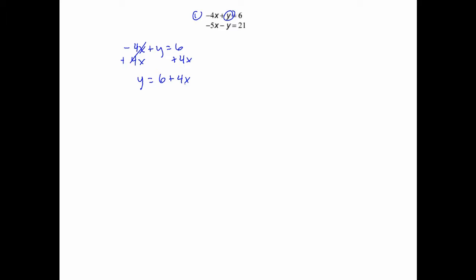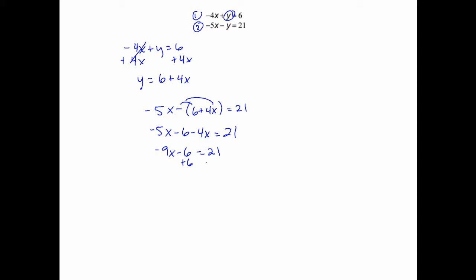Now remember, go back and plug it in. We're going to plug it into our second equation. So negative 5x minus, well, we know what y is, so that's 6 plus 4x, and that's equal to 21. Remember to distribute your minus sign, so we get negative 5x minus 6 minus 4x equals 21. Just solve for x. Negative 5 minus 4, that's negative 9x minus 6 equals 21.